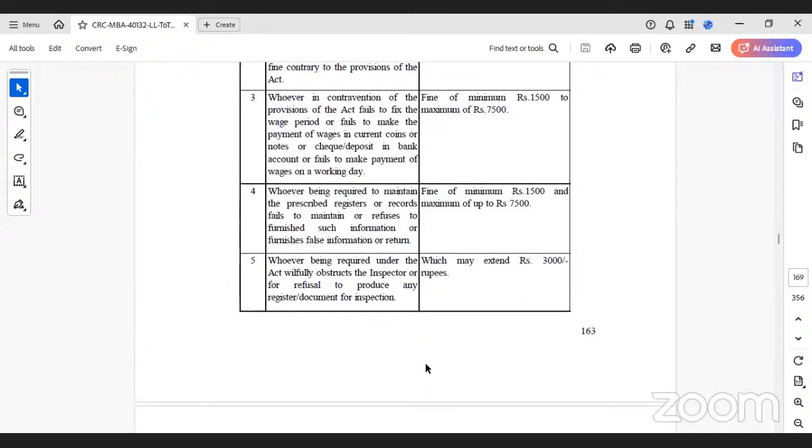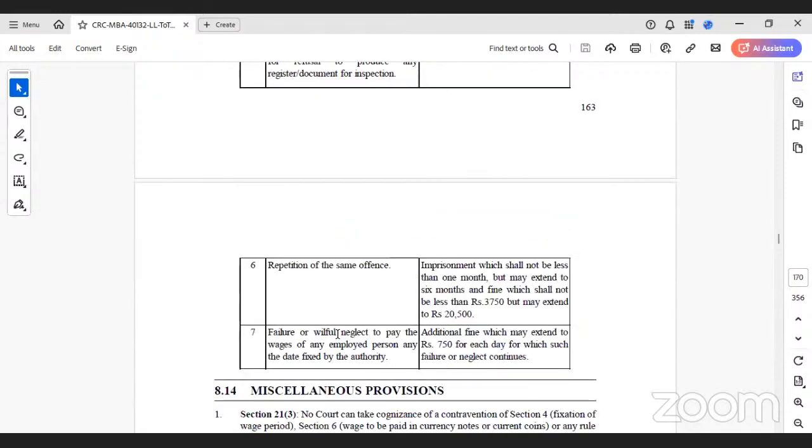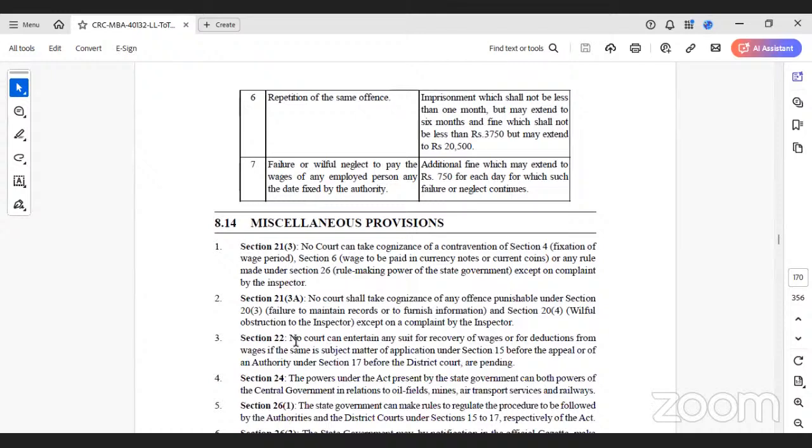And whoever, being required under the Act, willfully obstructs the inspector or refuses to produce any registers or documents, the fine might extend up to rupees 3,000. For repetition of the same offense, the fine can be 3,750 to a maximum of 20,500. And for failure or willful neglect to pay any wages, an additional fine might be imposed along with the normal fine, which might be 750 rupees for each day of such neglect.